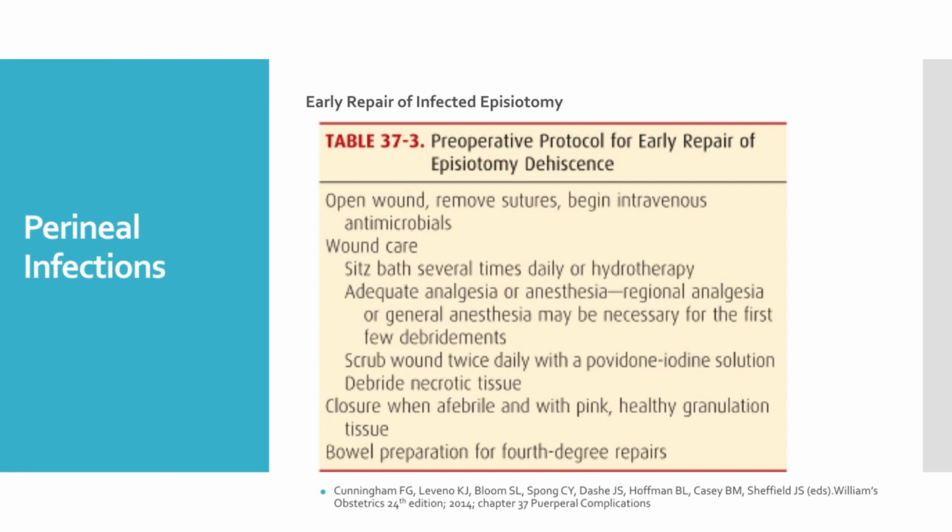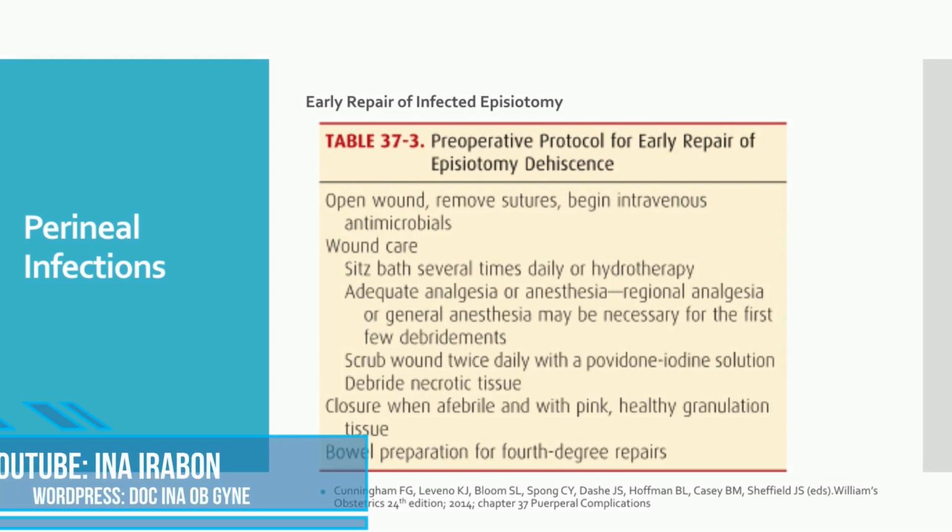Here is the preoperative protocol for the early repair of episiotomy dehiscence. So, we must open the wound, remove the sutures, and drain the pus if there's pus, and then begin intravenous antibiotics. For wound care, we advise a patient to do sitz bath several times daily or hydrotherapy. We institute adequate analgesia or anesthesia before we do debridement of these perineal infections or episiotomy infections.